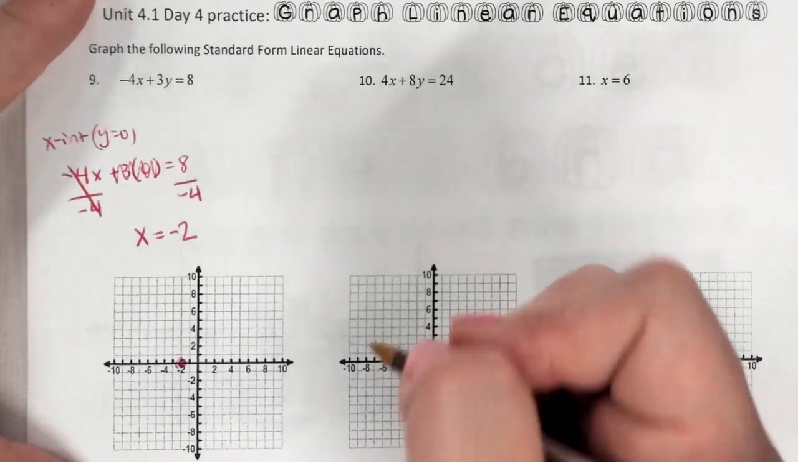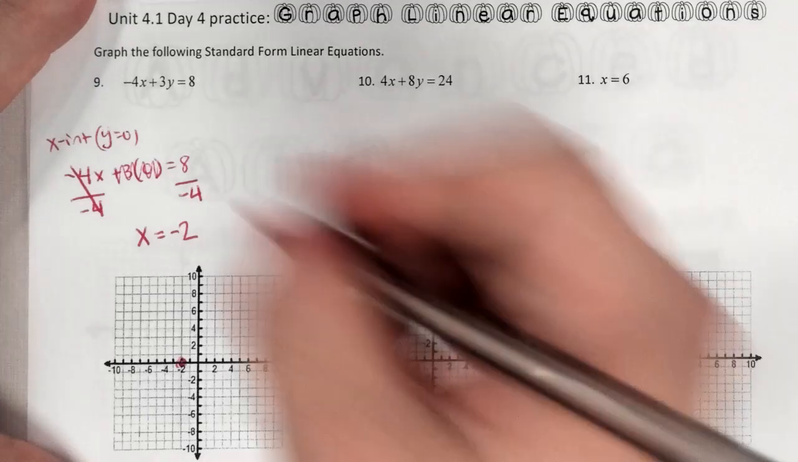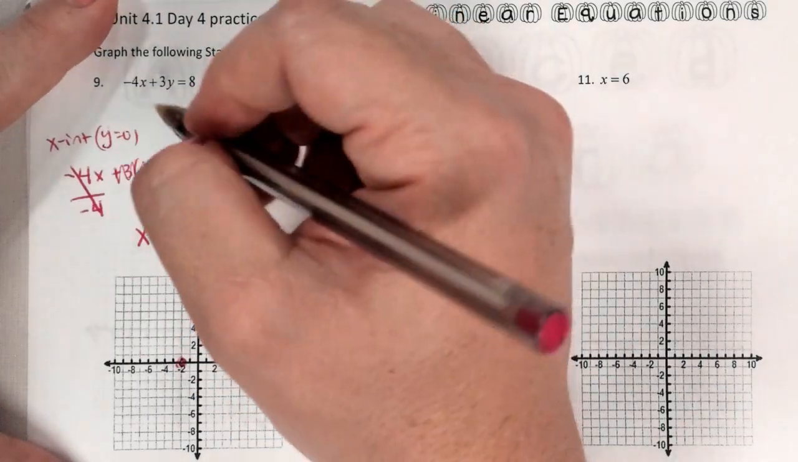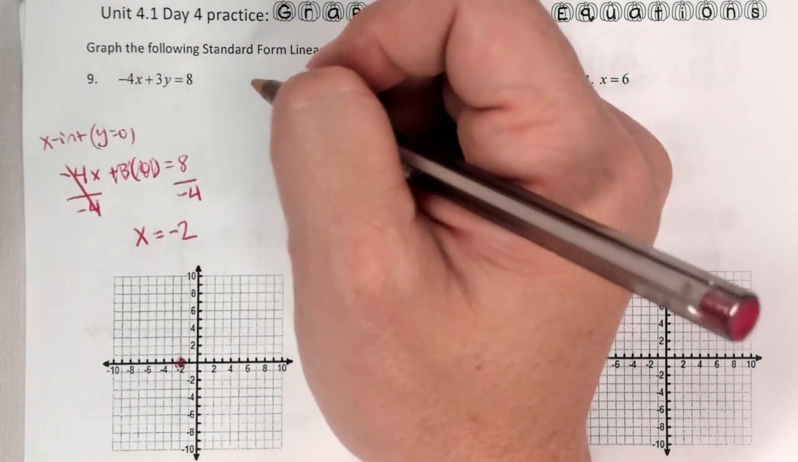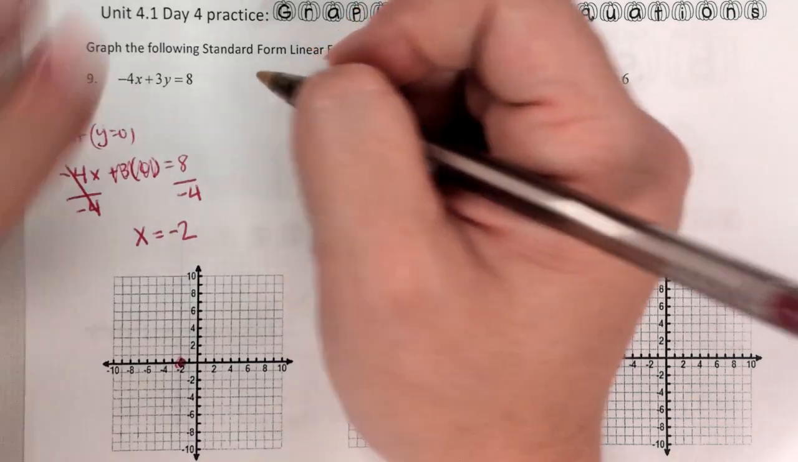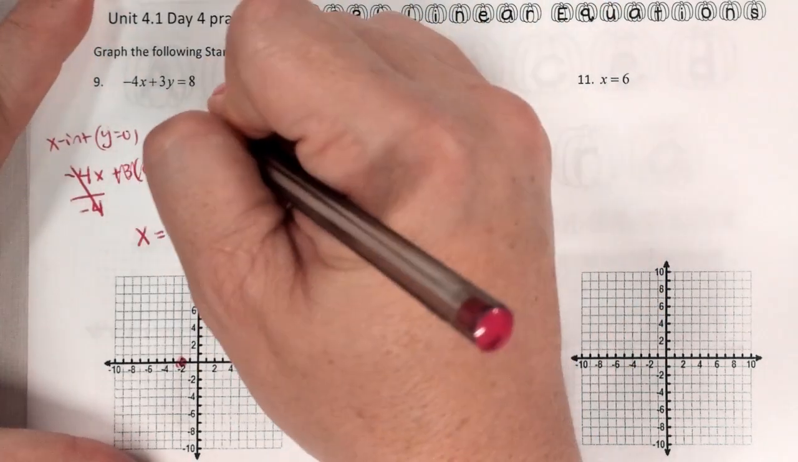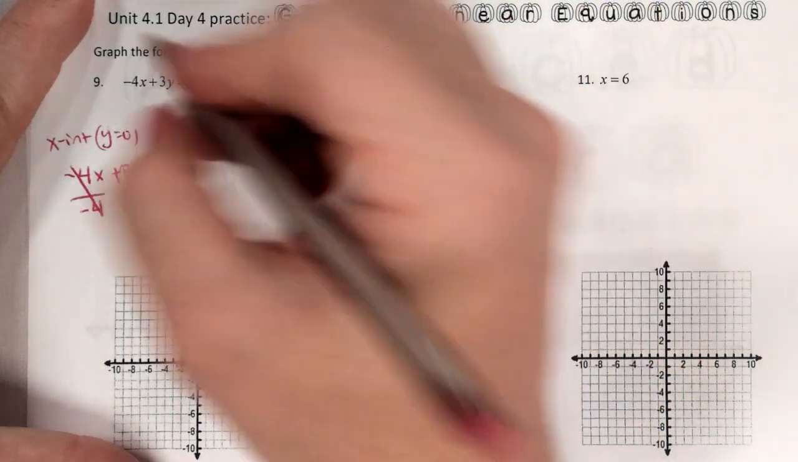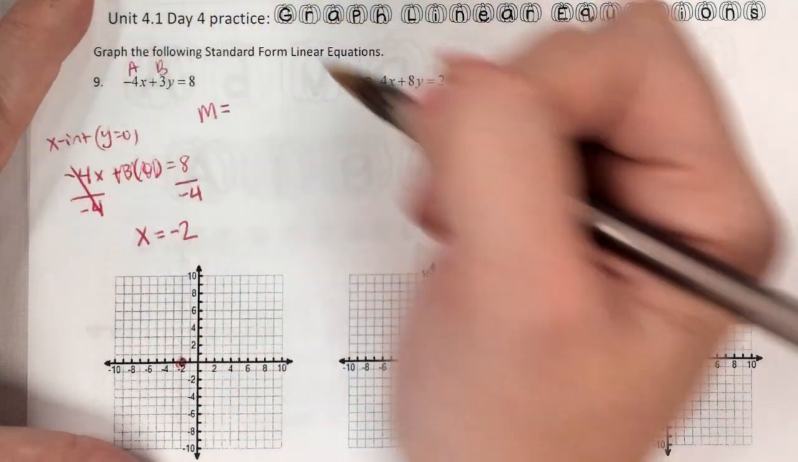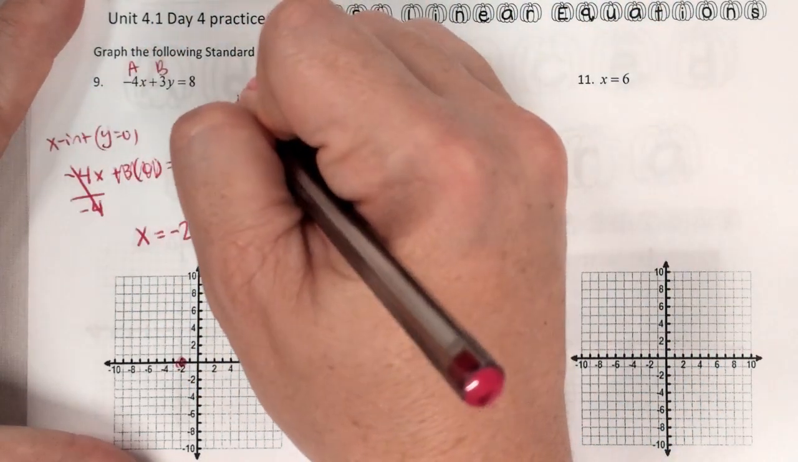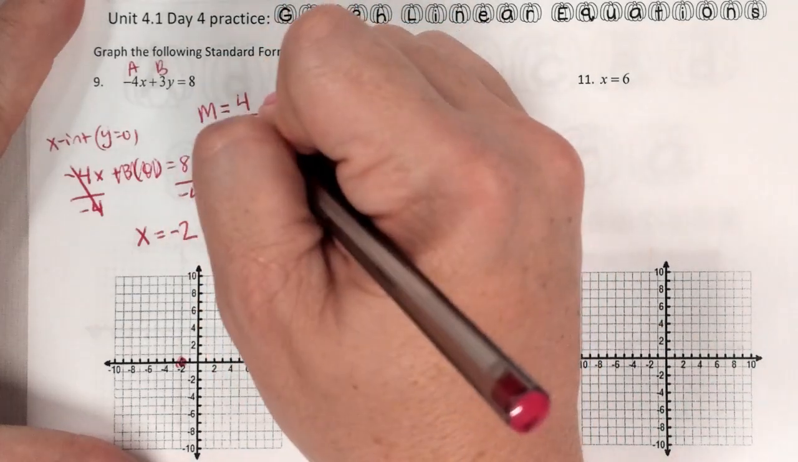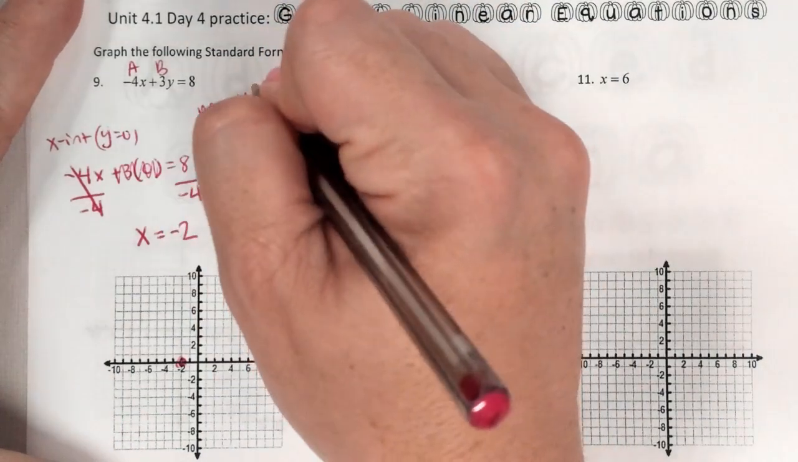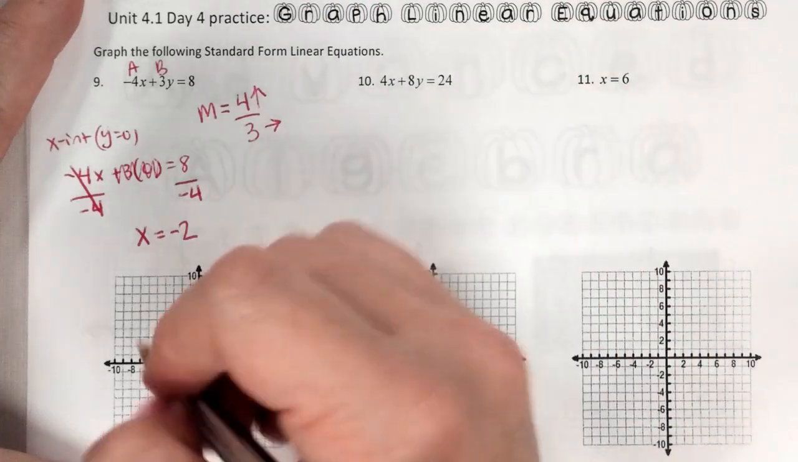Now what do I need to find? The slope. I don't need to find my y-intercept because remember, you only need 1 point. You could look for it. It's not going to hurt you. But this one would actually be a decimal, so you really don't need it. But we need slope. So this is a, b. What's the opposite of a? 4. Positive 4 over b. So I'm going to rise 4, run 3.